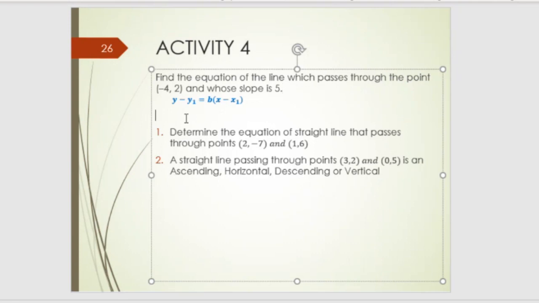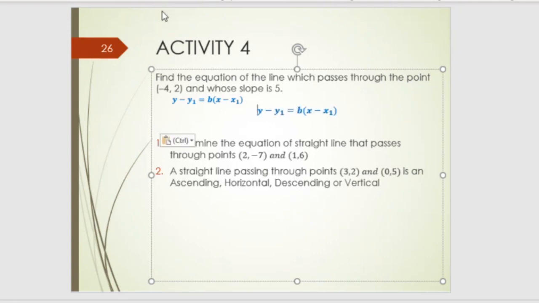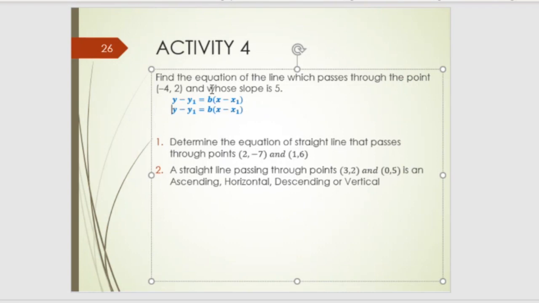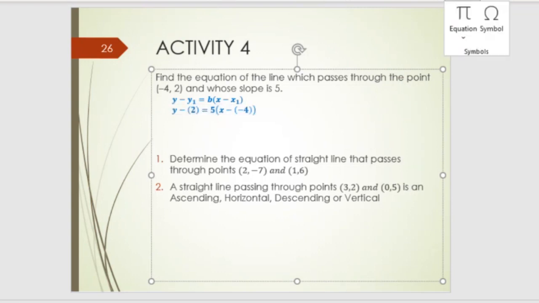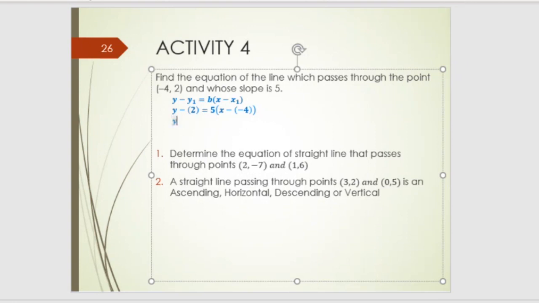Okay, so let's substitute the values, and then we get our answer. We are saying y1 is 2. We're only given this point, and the value of m, we're told is 5. We replace by 5. Then the x1, we have negative 4. This is how you go about it. So now move to the next step, which is y minus 2 equals 5 into x. Negative times negative 4 is going to be positive 4.